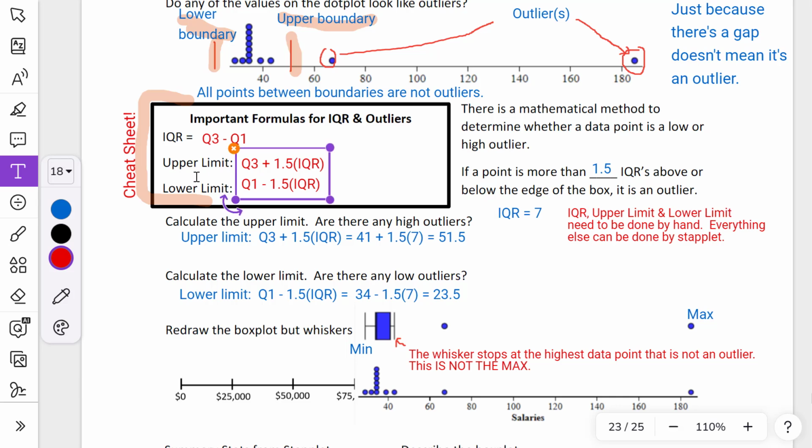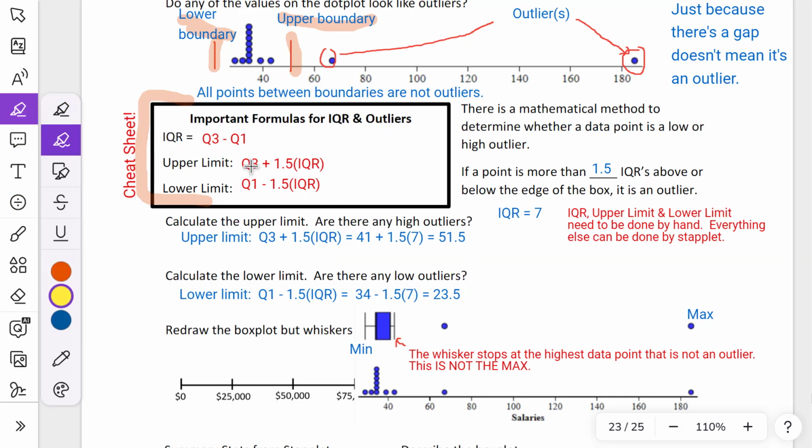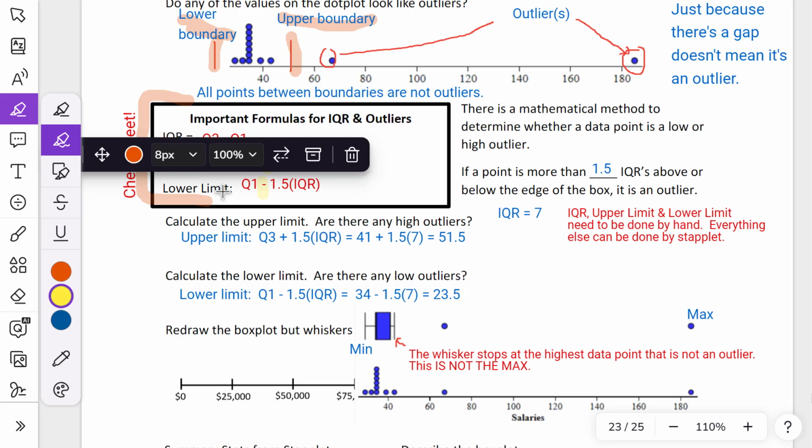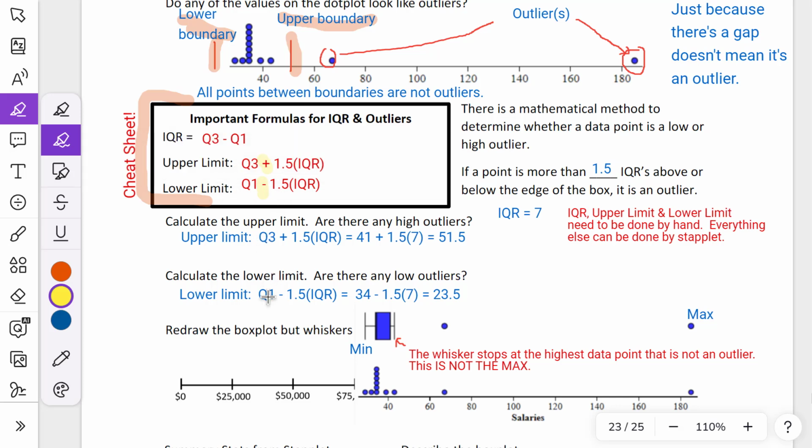The upper limit, the biggest mistake people make on this is they mix up the signs. One of these is a plus, one of these is a minus. For the upper limit, you're trying to go higher, so you're adding. For the lower limit, you're trying to go lower, so you're subtracting. The other mistake I saw while working with students: some wanted to add the 41 and the 1.5 and then multiply by 7. You need to multiply this first.